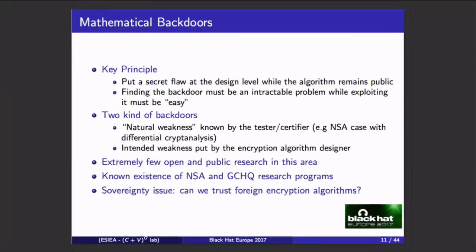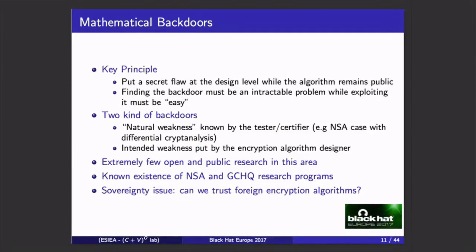So the key principle is to put a secret flaw in the mathematical design of the encryption and let your algorithm be public, remain public. It's very important to gain public confidence. Of course, extracting the backdoor must be very difficult, not to say impossible, at least from a complexity theory point of view.